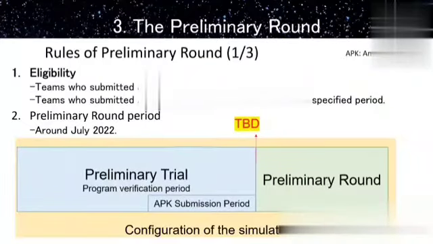Next, I will explain the rules of the preliminary round. The event will be held in each country and region, but in order to meet the selection criteria, common rules are set. First, in order to participate in the event, please submit the application form by the deadline. Also, please submit the program between a specified period. We will let you know the period when decided.